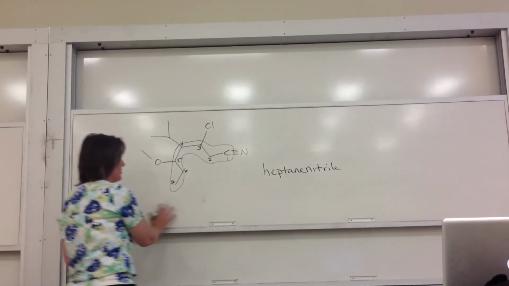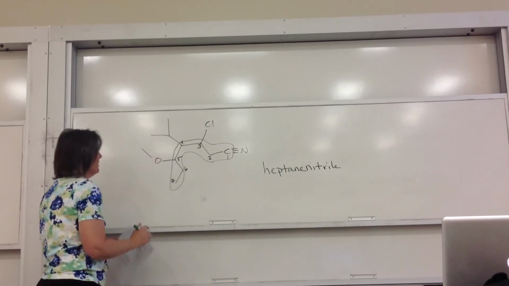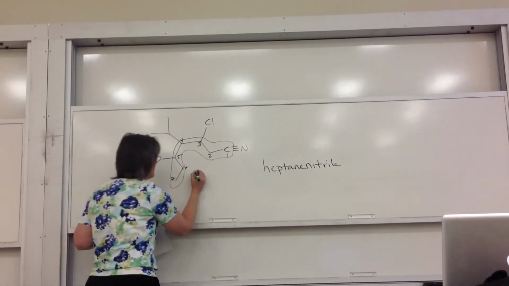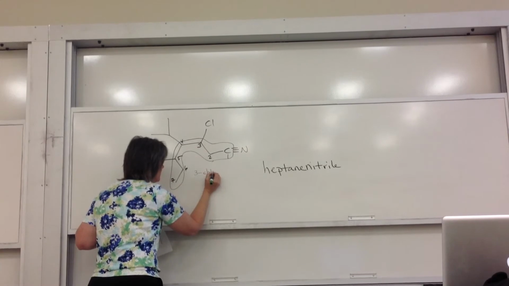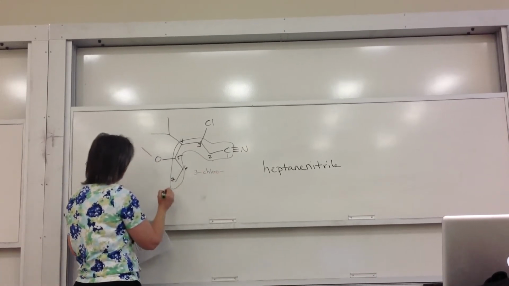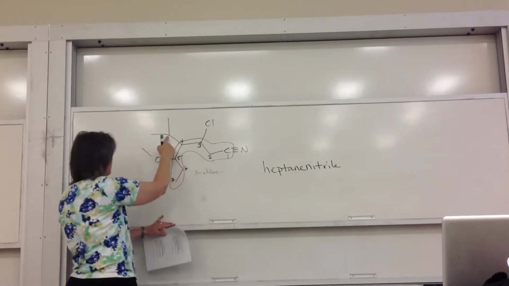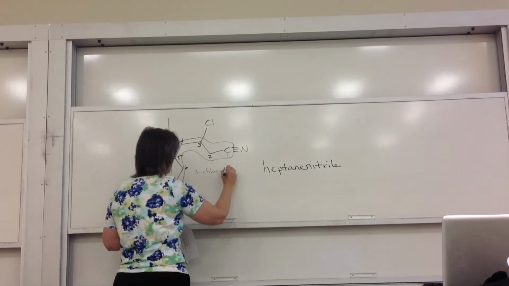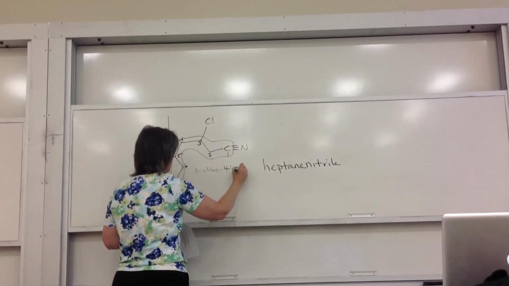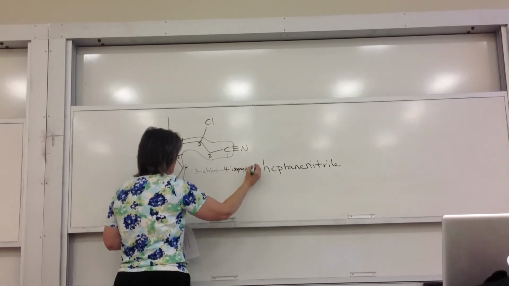So I'm going to go ahead and name them. 3 chloro. 3 chloro, good. We'll make it teeny. 3 chloro, 5 methoxy. Well, let's do isopropyl first, methoxy next. Okay, so 4 isopropyl, 5 methoxy.